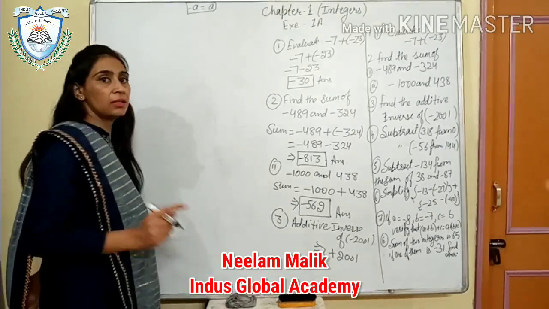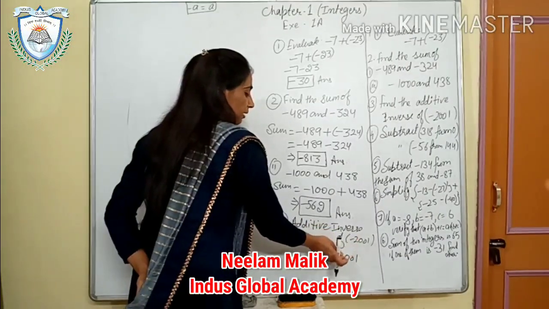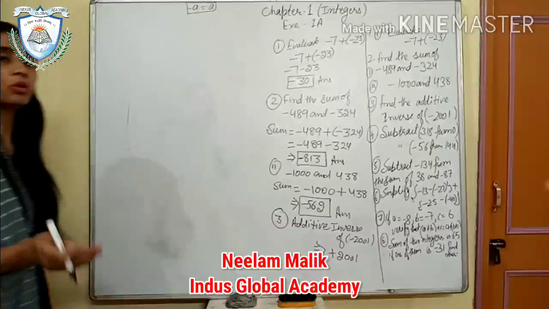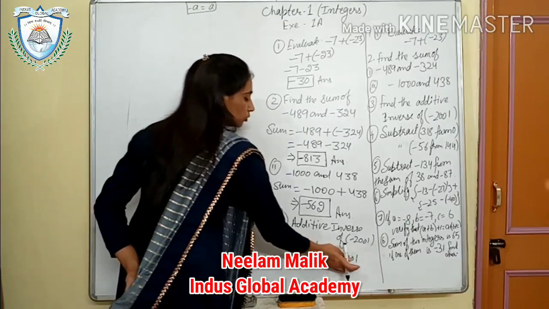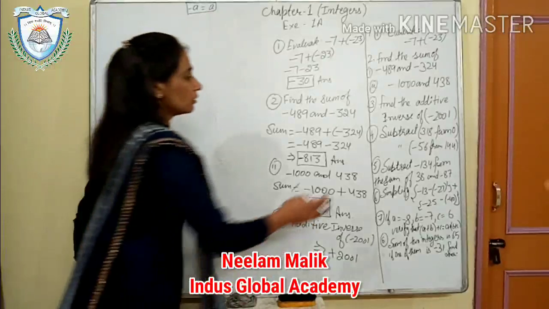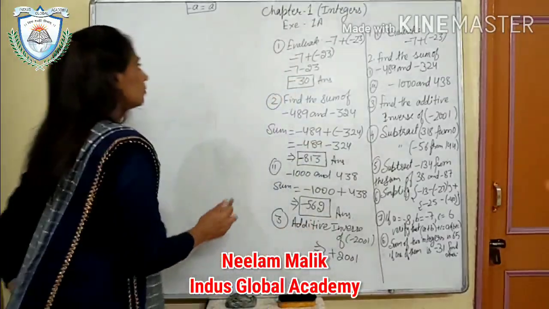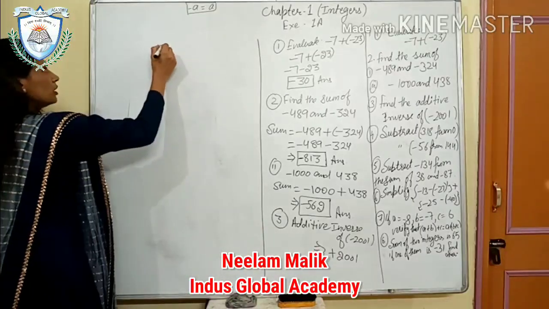Yes. And please remember one thing more. When you add the additive inverse and the number, you will always get 0. If you add minus 2001 and positive 2001, you will get 0, and 0 is our additive identity. Next is the fourth, subtract. What we have to do? We have to subtract. So I am doing here.